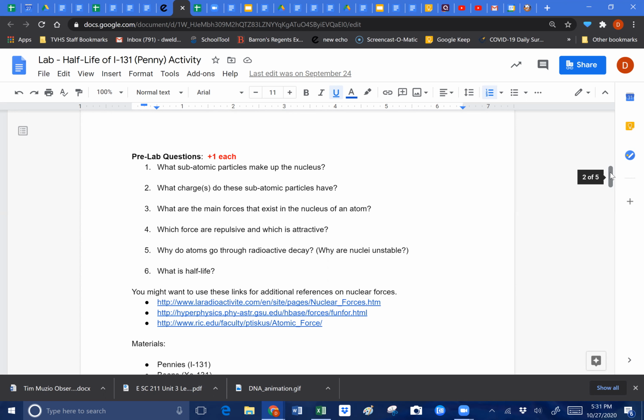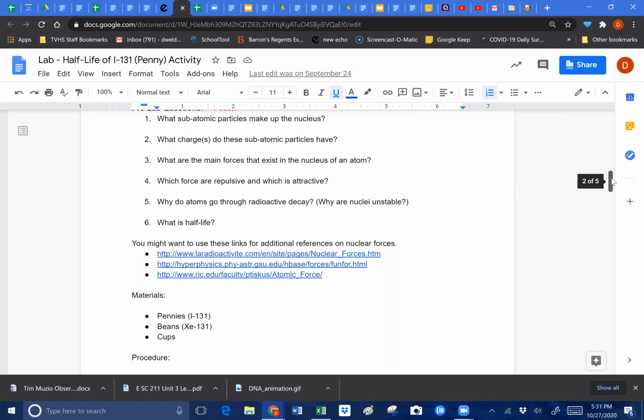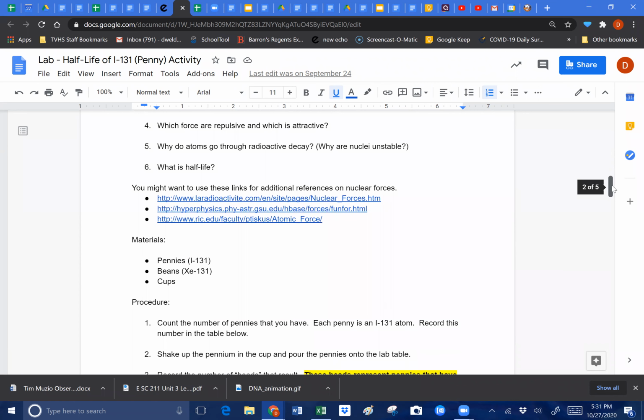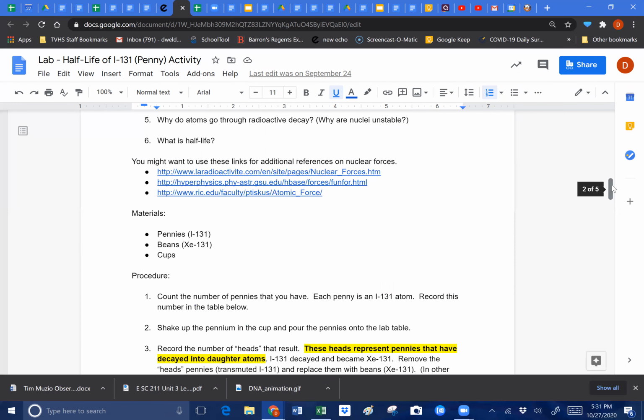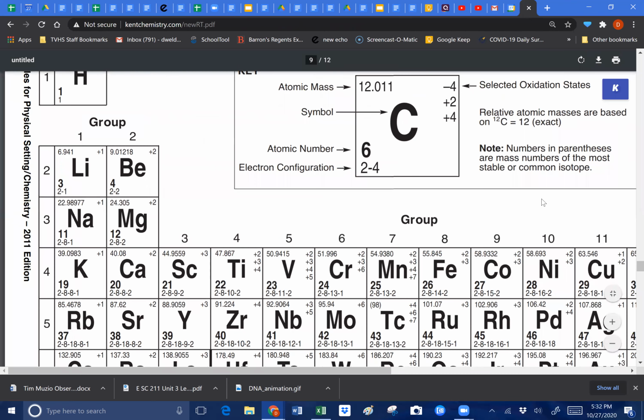Also, half-life is the same for a particular radioisotope. So iodine-131's half-life is always 8.02 days, no matter how much or how little you have of it, or how many half-lives it's gone through. It's always 8.02 days. Where can you find the half-life of a lot of materials? Well, that would be on your reference table here.